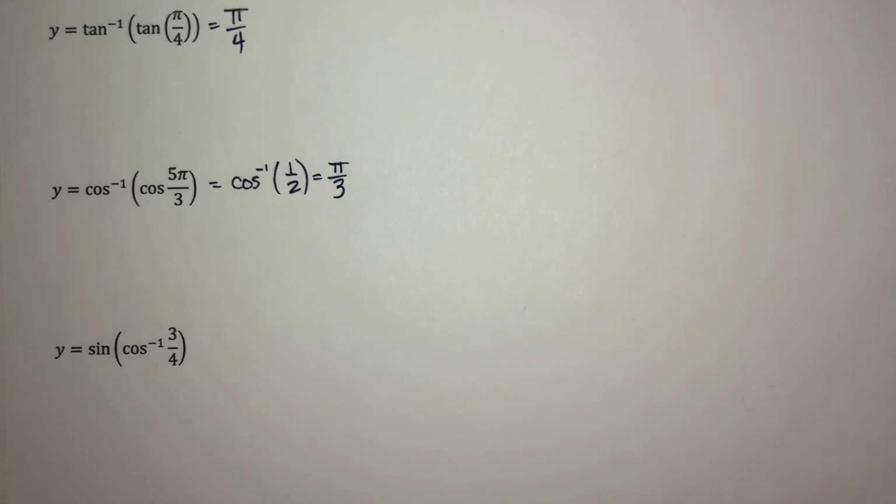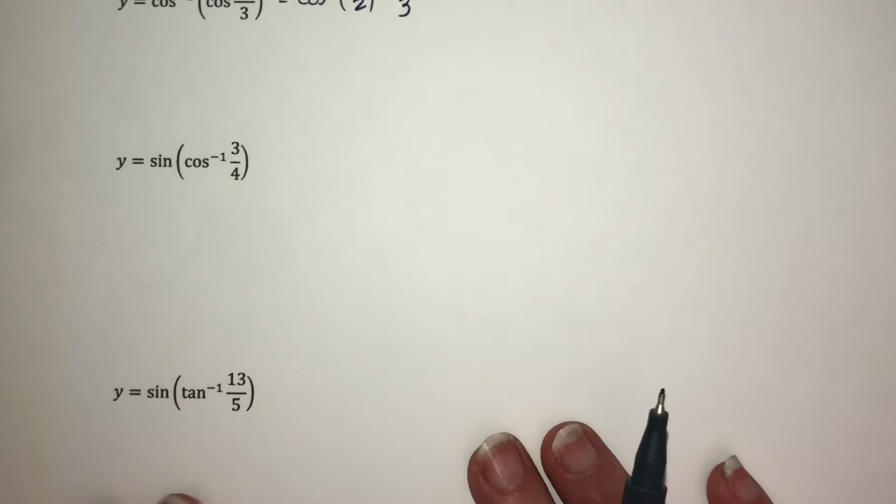This is what I mean by you can't just say, okay, well, cosine inverse of cosine of 5 pi over 3 is just 5 pi over 3. It's going to be something that has the same reference angle as 5 pi over 3, but it might not be the exact one.